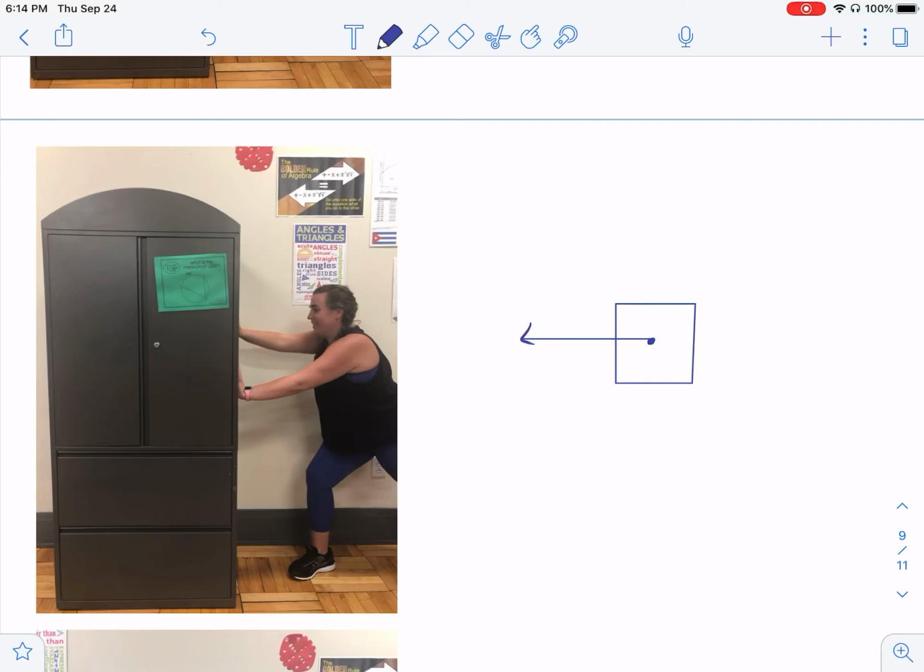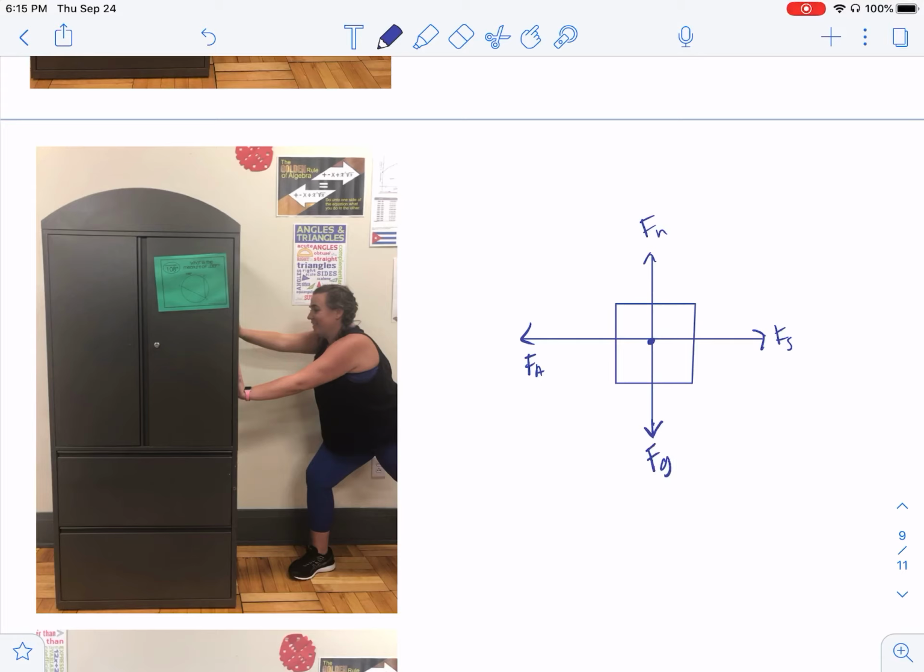I'm going to make my FA bigger because I'm really pushing with two arms, so I'm pushing with more force here. I'm going to still have my force of static friction. I still have my force normal and my force of gravity.